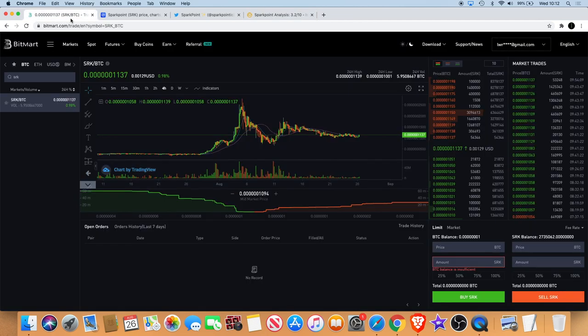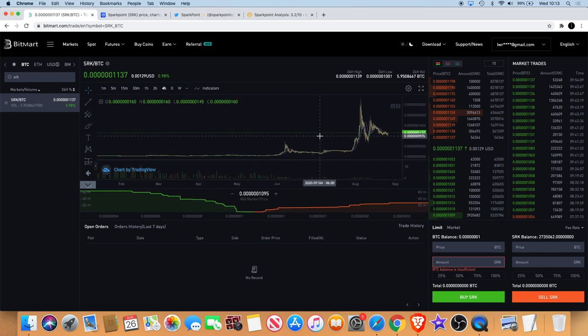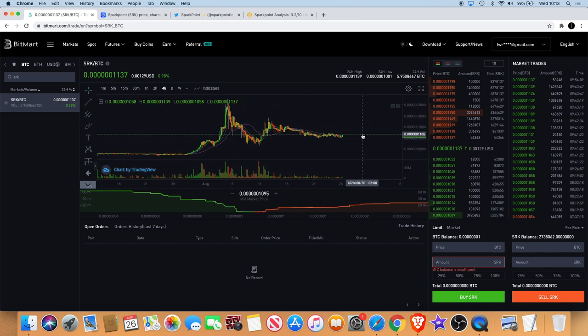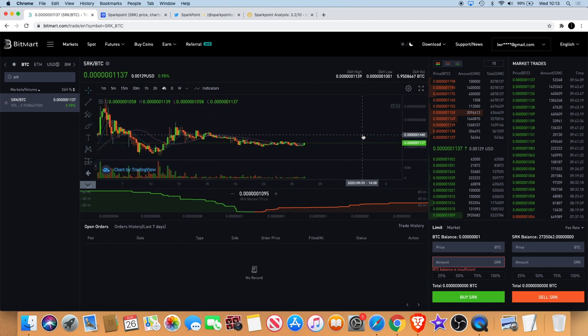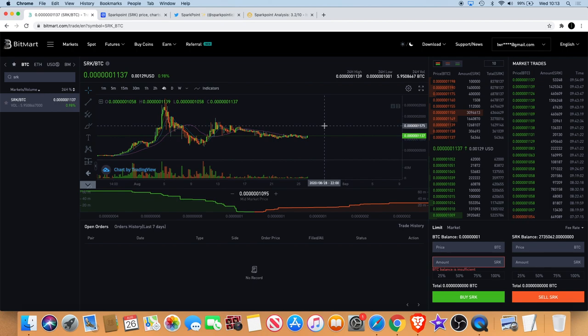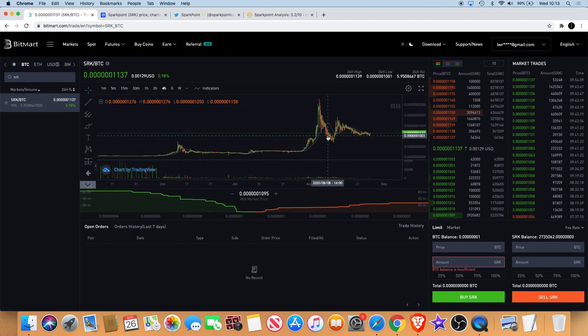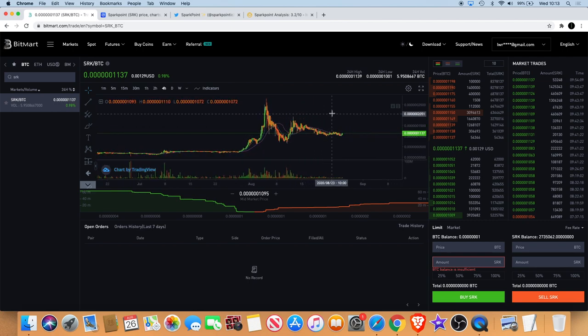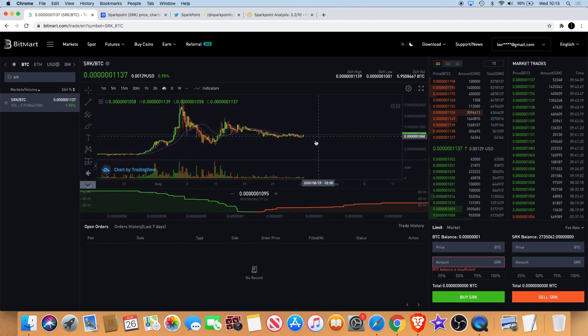All right, and that's something I've been saying all along. You know, I believe we're going to take out this level. It's just accumulating at the moment, all right? And I do have long-term expectations for SparkPoint, and I'm definitely bullish on that. Still contemplating whether I should fill up some more bags. Right now, the bag that I've got in there isn't costing me anything because it was bought with pure profit, okay, from the last bull run.